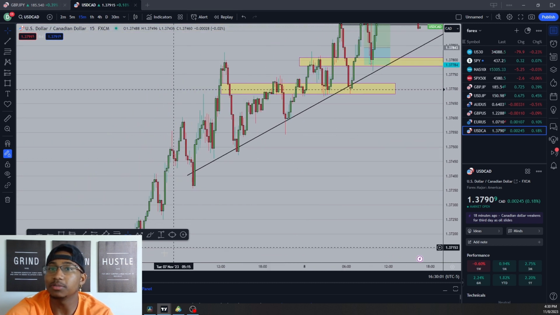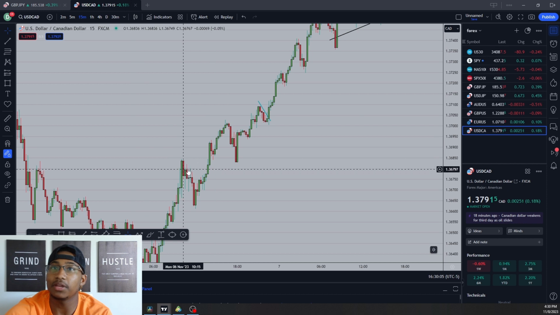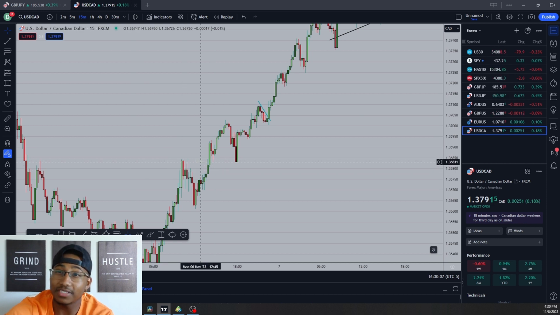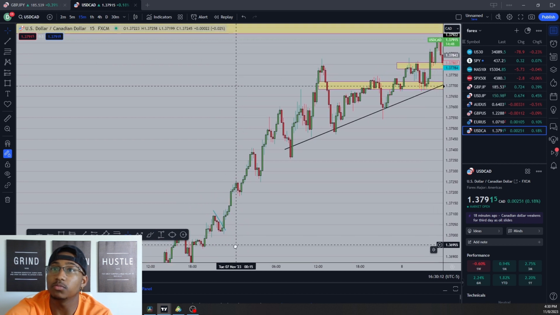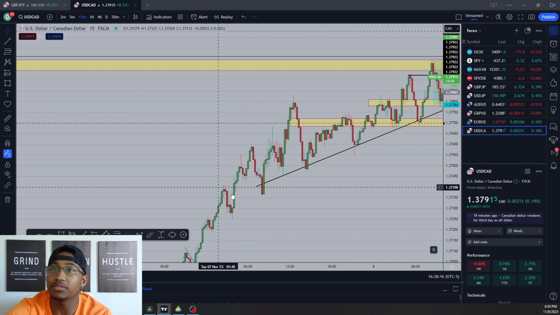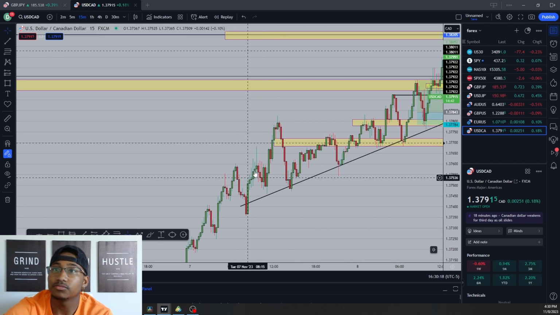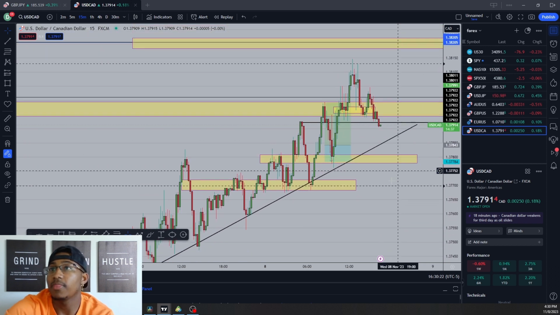USD CAD has been pretty much going crazy for a while now, and you can see when it comes back up, it retests the previous high. Look at that, boom, come up, retest. It came up, retested this area again, retested the high, retested the high. It's been doing the same thing. So I caught the pattern.